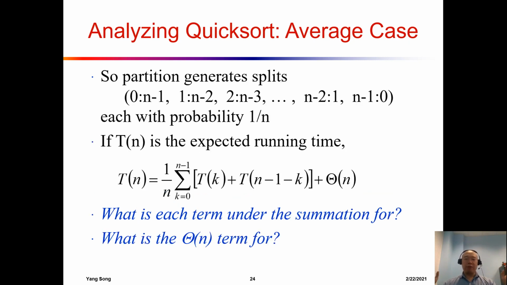Then if we want to add all the possible costs of all the possible partitions together, we have to have a summation, or sigma, in our T(n). For any k value between 0 and n minus 1, we are going to have T(k) plus T(n minus 1 minus k) together. We put a sigma because k could be any value between 0 and n minus 1, and then the probability is 1 divided by n. And remember, for the partition, the cost will be theta n.